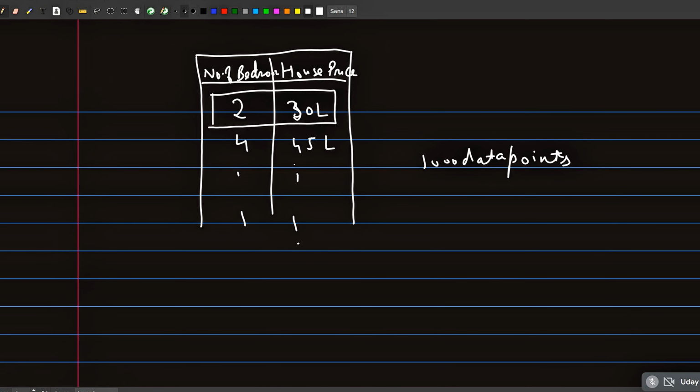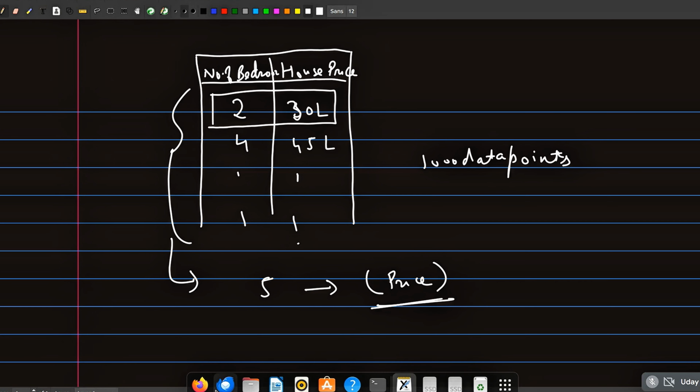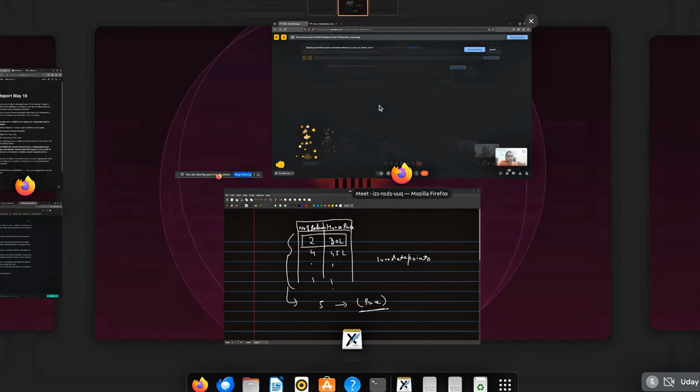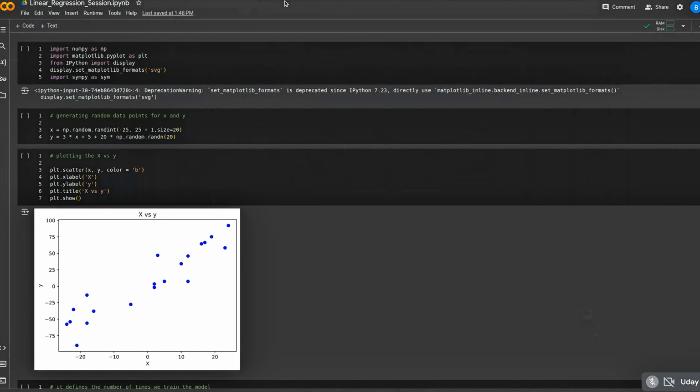But how can we make some deduction or inference using this data? Let's say we have a new house and someone tells us it has five bedrooms. Then, based on the data, you predict the expected price. That kind of deduction is what we want to make.